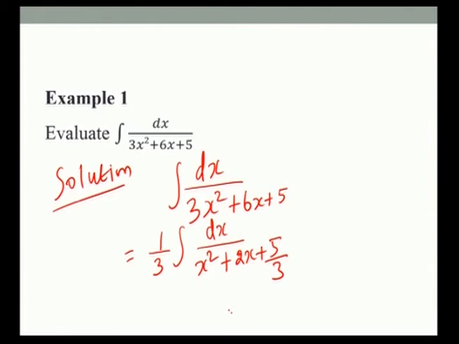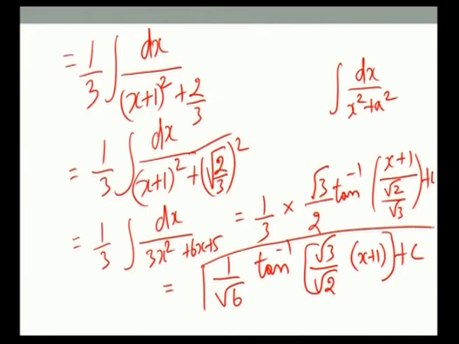So from this example we learnt that the coefficient of x square should be taken out first, then the remaining denominator is to be manipulated to get the standard form, then it is substituted in the given integral. We got the final result as 1 by square root 6 into tan inverse of root 3 by root 2 into x plus 1, plus c.